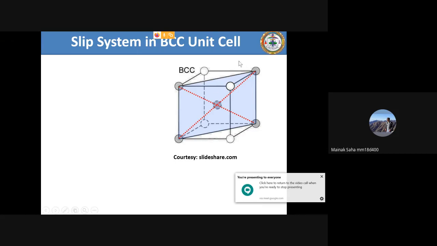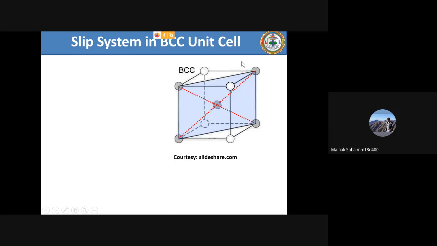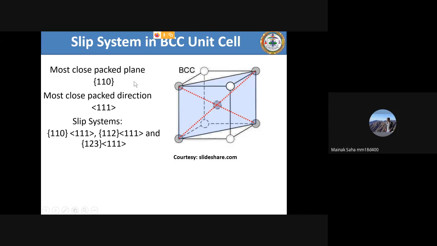So in BCC, this is your 110 that you guys have drawn, and within this you have this body diagonal of the cube, which is going to be your slip direction, 111. There are a total of 6 most close packed planes 110, and the number of close packed directions in each 110 plane is 2. So you generally have this kind of slip system activated. This is total 12. Similarly, you can also have the other kind of slip systems 112, 111.